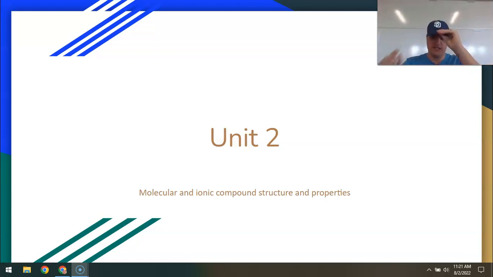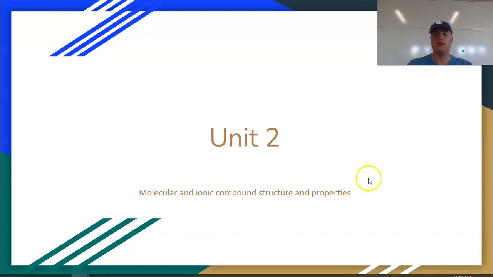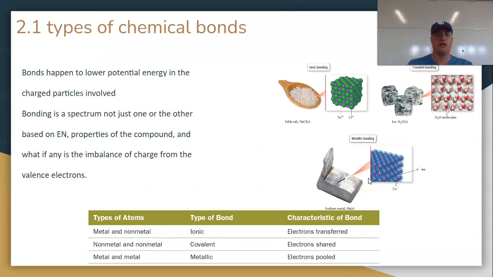All right. Well, let's get looking at Unit 2. We got some compound structures and properties. So we start off by looking simply at types of chemical bonds. This should be a little review from before. You've got some ionic bonding, covalent bonding, and metallic bonding.